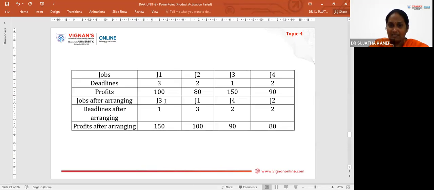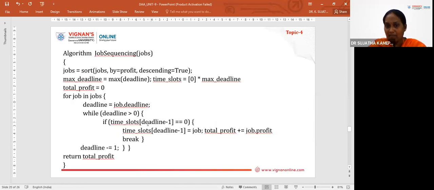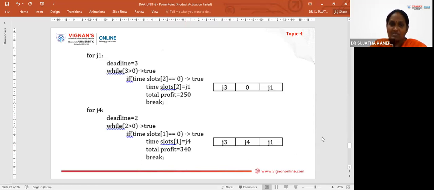First we select the first job, J3, the first job in the sorted list. For J3 the deadline is equal to 1. While 1 is greater than 0, the condition is true. So we check time slots of deadline minus 1; here deadline is 1, and 1 minus 1 means 0. We check whether time slots of 0 is vacant or not. Since it is 0, the condition is true. We assign J3 to time slots of 0, the total profit is updated with its profit, and we break the process and go for selection of the next job.